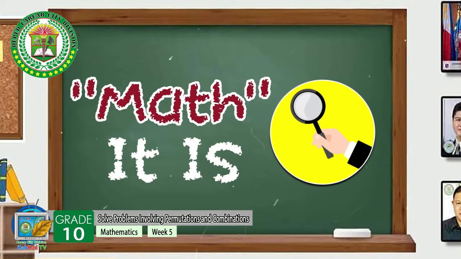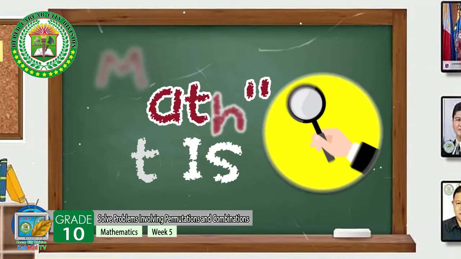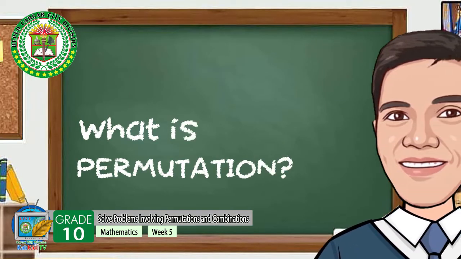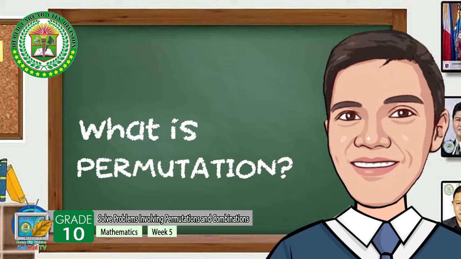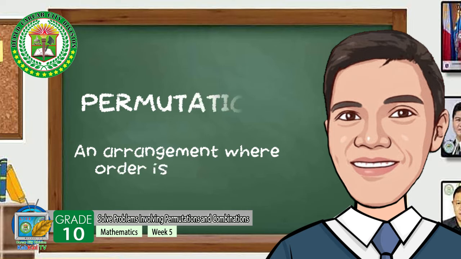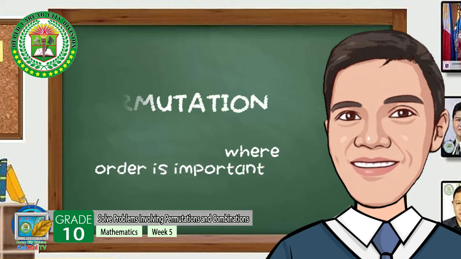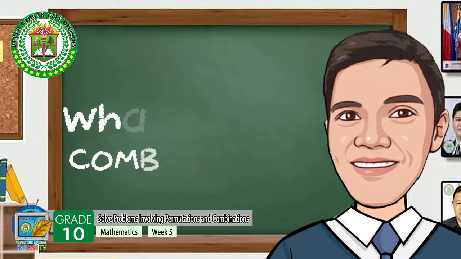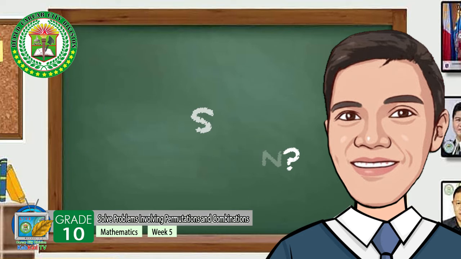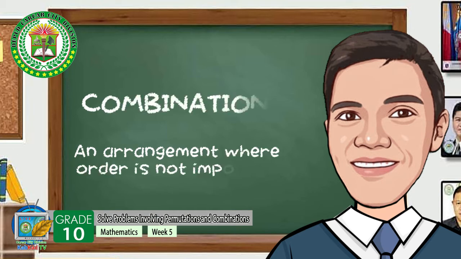Math it is. What is permutation? Permutation is an arrangement where order is important. And what is combination? A combination is an arrangement where order is not important.